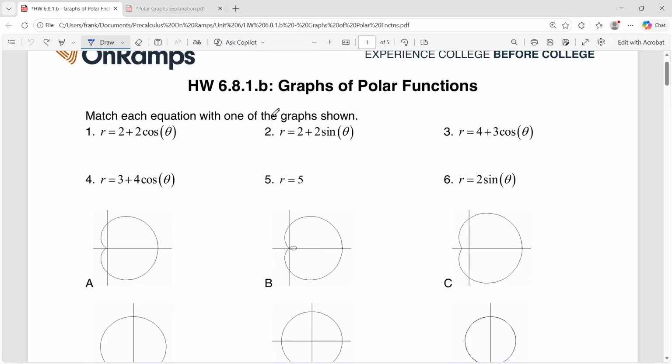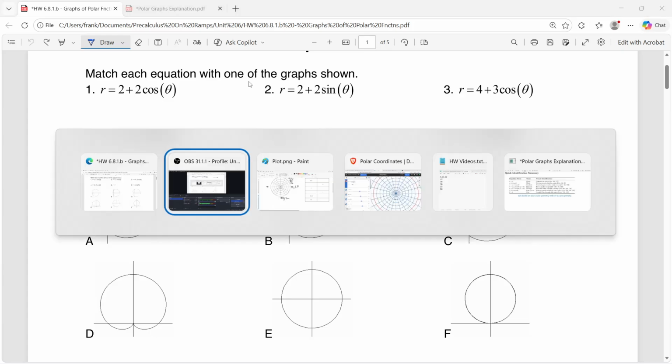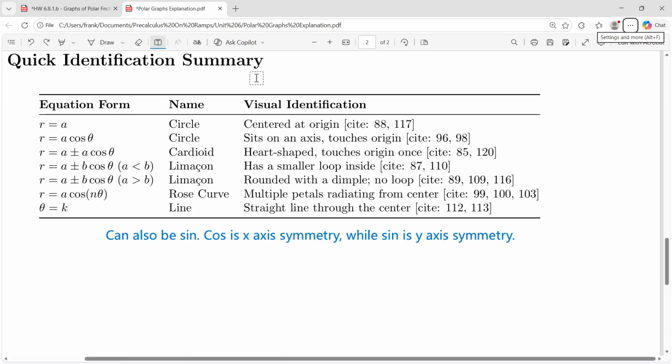This is your worksheet for pre-calculus graphs of polar functions. I have to match the polar equation with its graph. So I'm going to use this. Let me find it. Boom. You can copy that. This is identification.